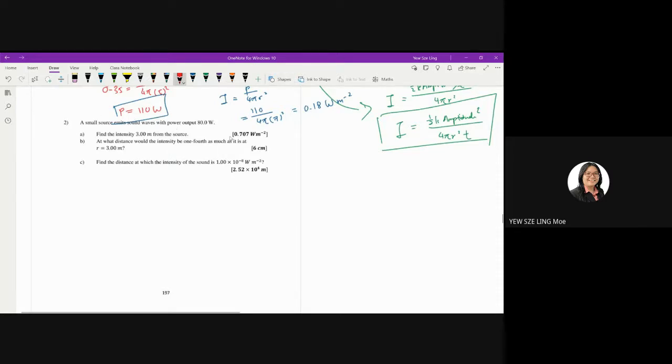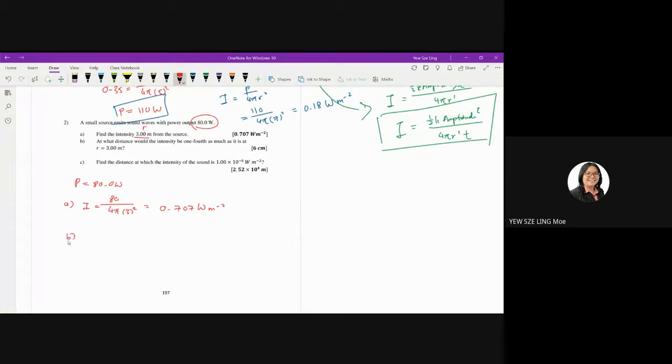Now let's look at question 2 first. A small source emits sound wave with a power output of 80 watt. So you are given P equals 80.0 watt. Question A: find the intensity 3 meter from the source. So this is actually your r, your distance, your radius of the sound. So I equals 80 divided by 4 pi 3 squared, which equals 0.707 W m^-2. So this is your question A.